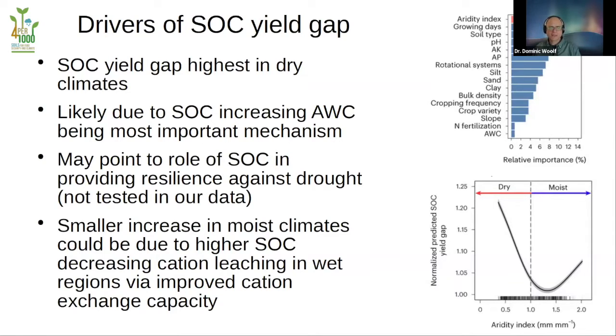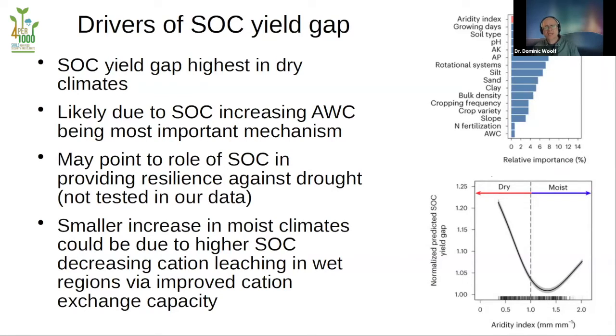And there was a very clear trend across the data that the more arid sites had a larger impact of soil organic carbon on yields. And in the driest sites, you can get up to an average of around 20% increase in yields if you were able to bring your soil organic carbon stocks up to their optimum level.